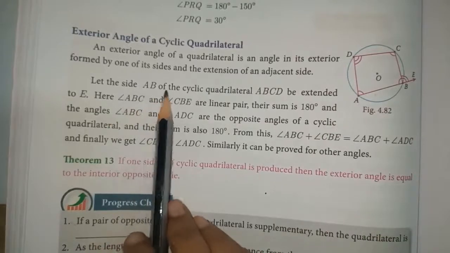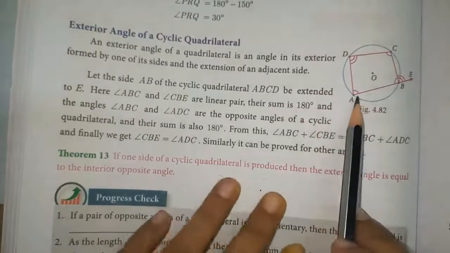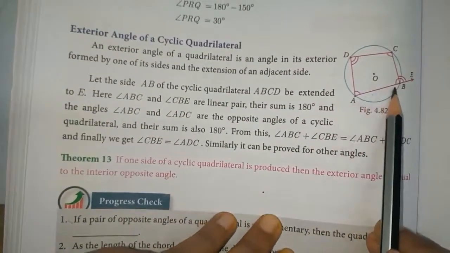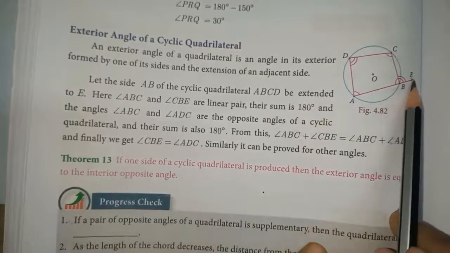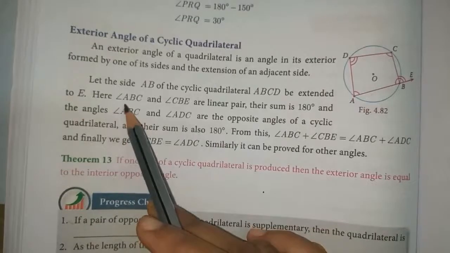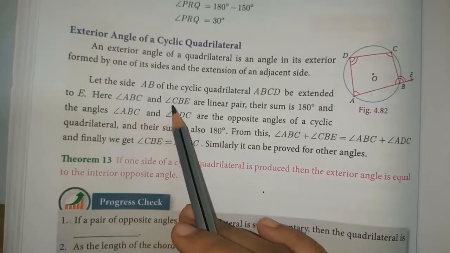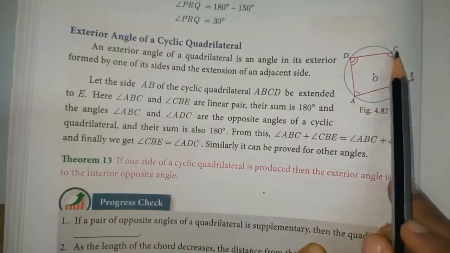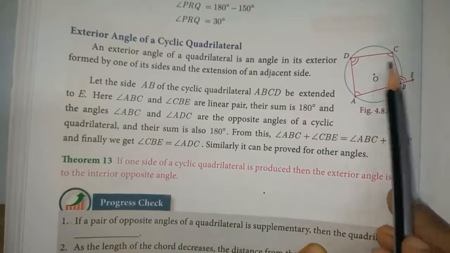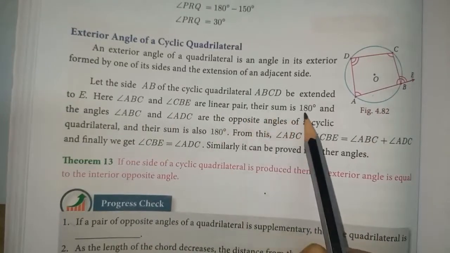So let the side AB be a side of the cyclic quadrilateral. It will be extended to E. We extend it up to the point E. Then angle ABC and angle CBE are a linear pair. So their sum is 180 degrees.